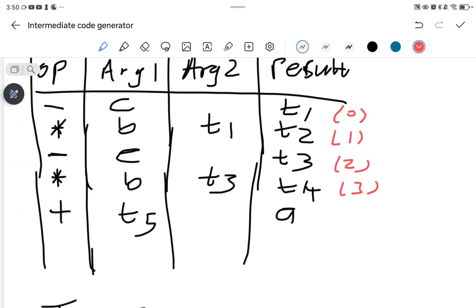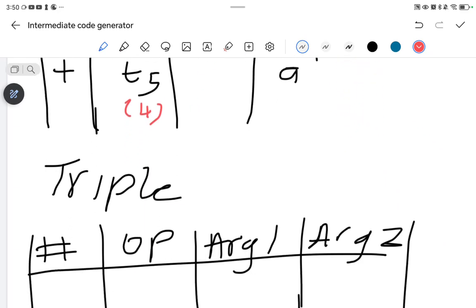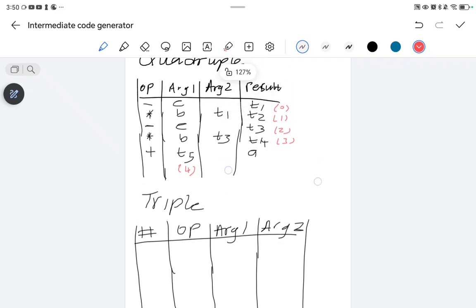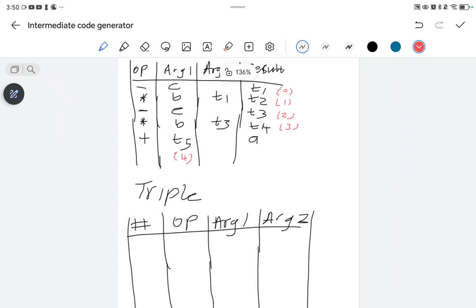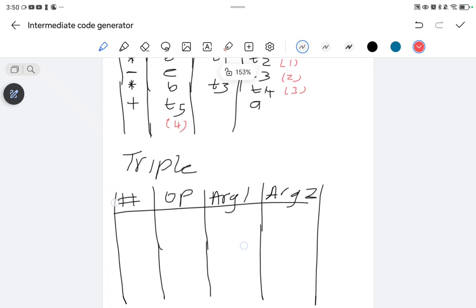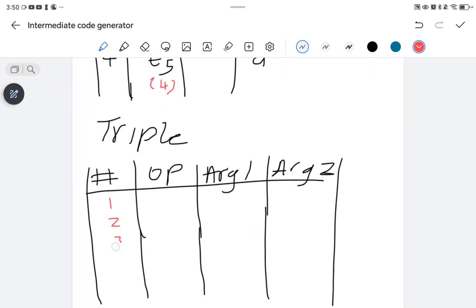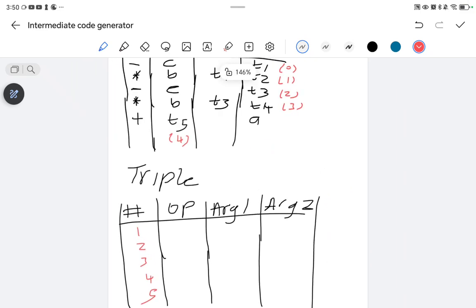Yeah, this is 4. Wherever I see T1, I write T0. Whenever I see T1, I write 0 in brackets. So the hash here, how many do we have? 1, 2, 3, 4, 5. We have 5 operands. On hash, I'm going to just write 1 up until 5. And then on operands, I have minus, times, minus, times, plus.